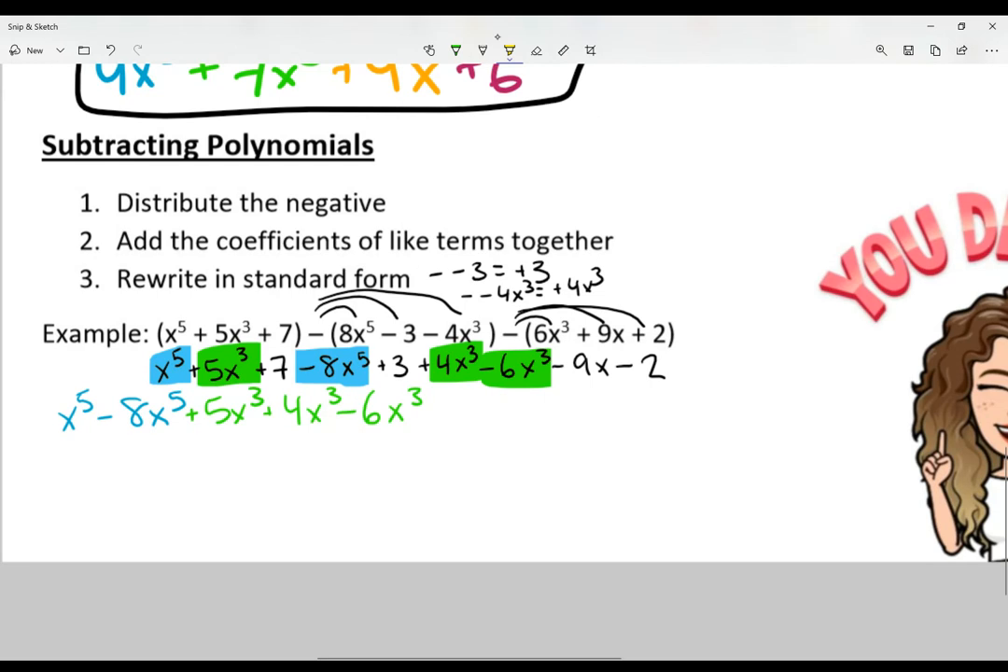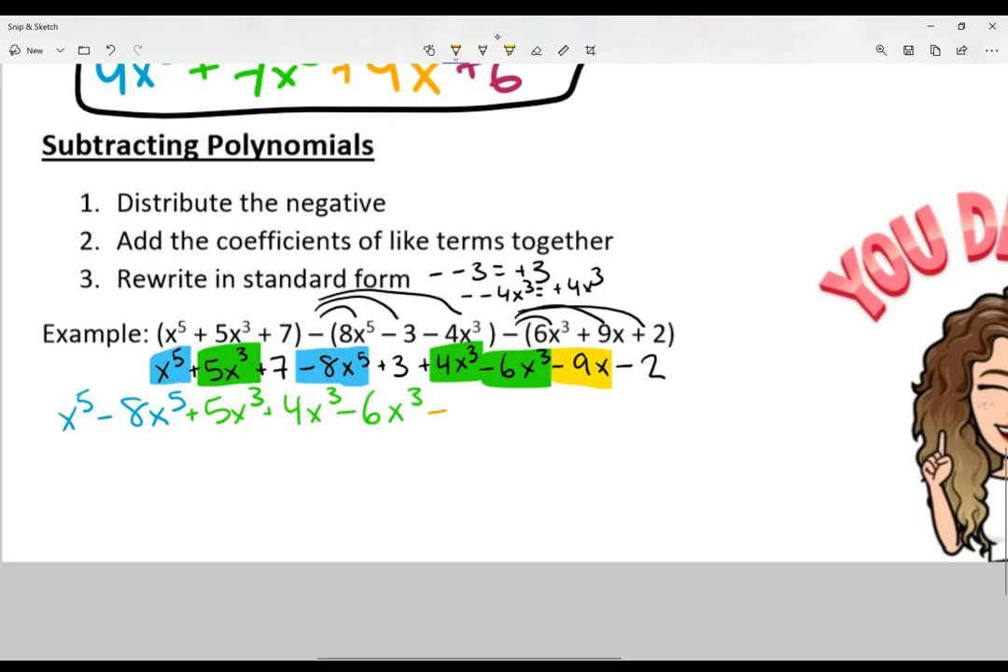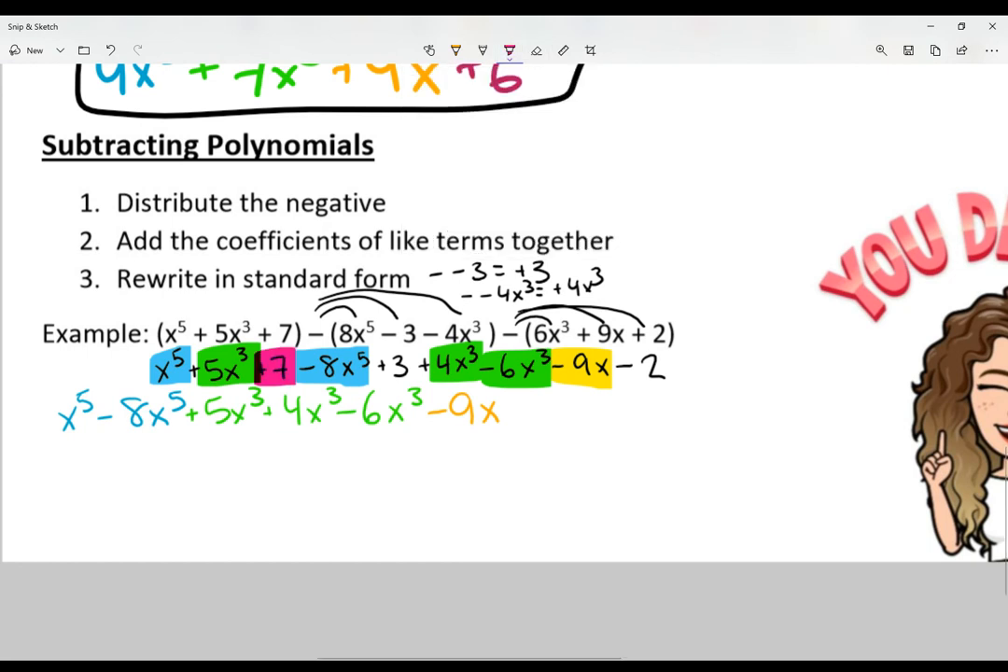All right, and now we move down to the x because there are no quadratic terms, so we move to the linear term. Minus 9x. And the constants, 7, 3, and negative 2. So plus 7, plus 3, minus 2. And now we're going to go ahead and once again add all the coefficients of these terms. Remember, there is an imaginary 1 in front of that x.